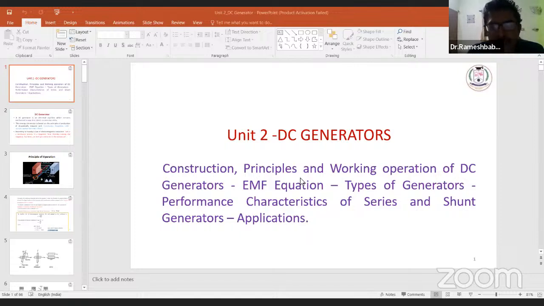I'm going to deal with the second unit. In the second unit, we are going to deal with DC generators. The main topics are construction and principle of operation of the generator, which is a very, very important question. Then the EMF equation, problem and theory, they may ask. And then types of generators. These three questions are very, very important in the second unit.